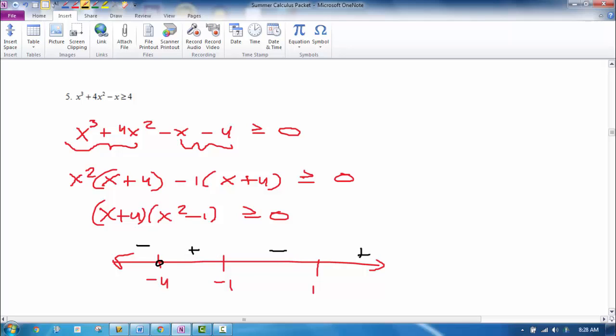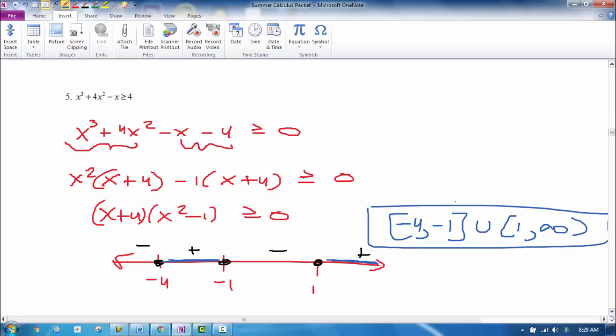Now what I want to know is when this thing's greater than or equal to 0, so I'm going to include the zeros. These points are going to be included because they're all zeros. And I want then where this is positive, where it's greater than or equal to 0. So I want this region and I want this region. So in interval notation, that's -4 to -1, including both, because those zeros are included because that's equal to. And I also want anything bigger than 1, including 1. So there's my interval notation that describes the solution to this inequality.